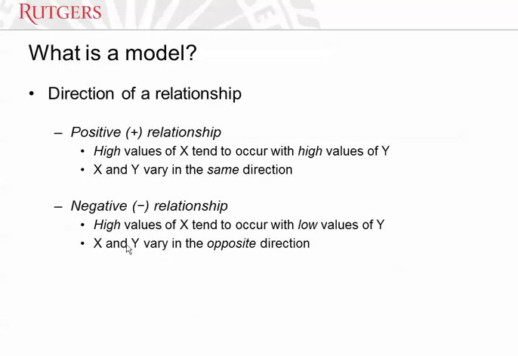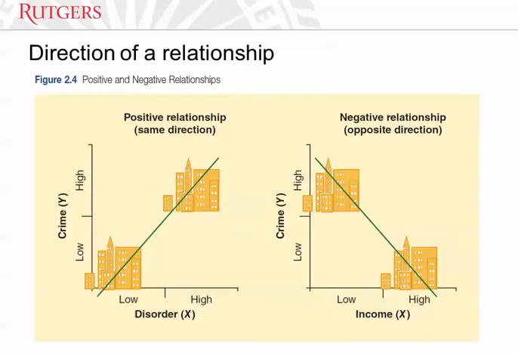So what's a negative relationship? A negative relationship is, again, it doesn't mean a bad thing. There are many very useful negative relationships. It just means that high values of x tend to occur with low values of y. So x and y vary in the opposite direction. It's the opposite pattern. So let me show you a diagram from the book that explains that.